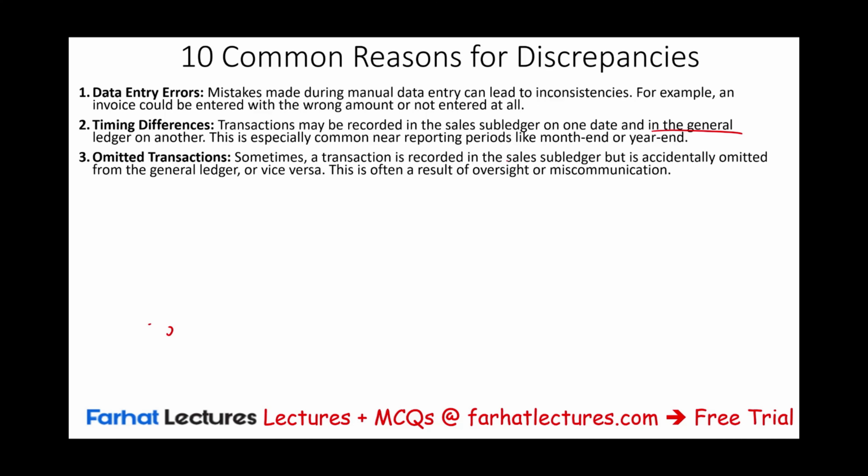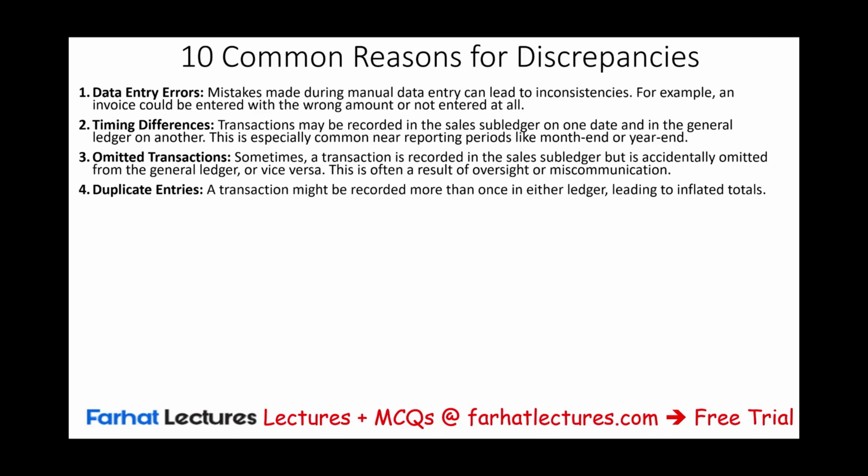A transaction is recorded in the sales subledger, but accidentally omitted from the general ledger, or the opposite. It's recorded in the subledger, not recorded in the general ledger. This is often the result of oversight or miscommunication. Again, if you're using a computerized system that's updating both at the same time, there will be no problem.